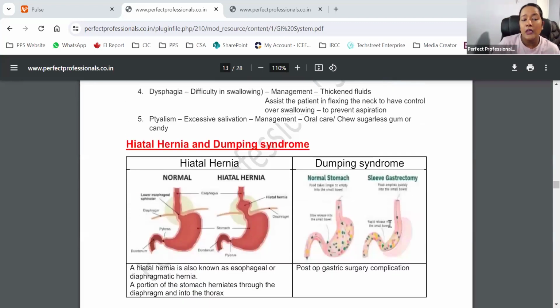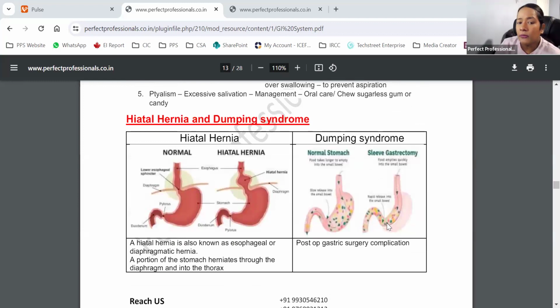Okay. Now, hiatal hernia or dumping syndrome. I put them side by side purposefully, because now we will be doing one by one, but when you are reviewing your notes, you have to compare them. Okay, because these two are opposite. Both things are opposite. So you have to compare, but we are going to do one by one.